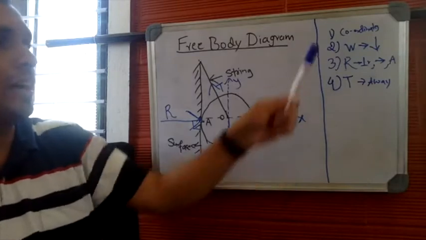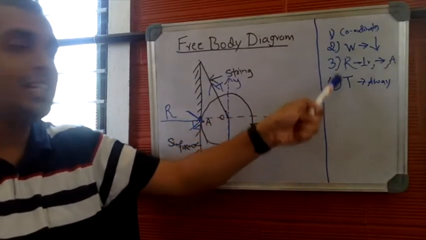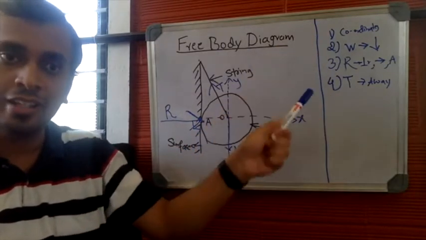So you have marked 3 forces, W, R, and T. These are the 3 hidden forces. These are not the external forces.